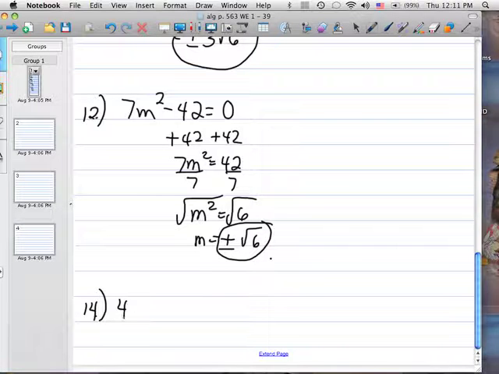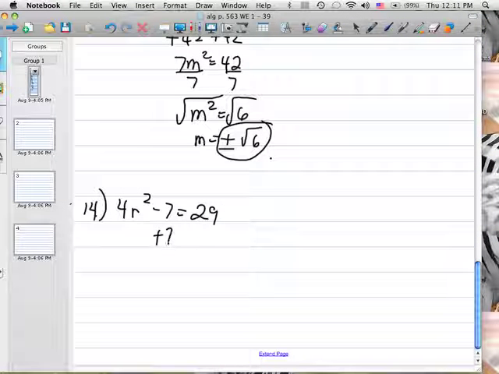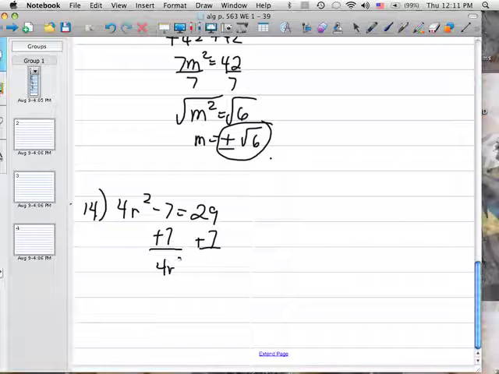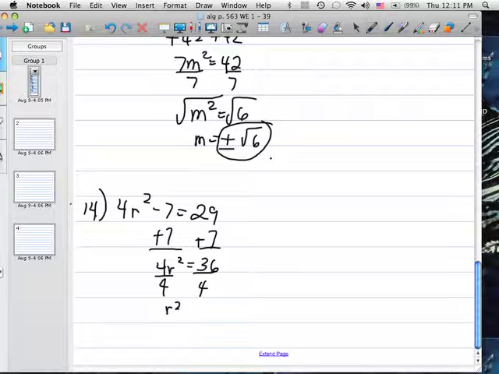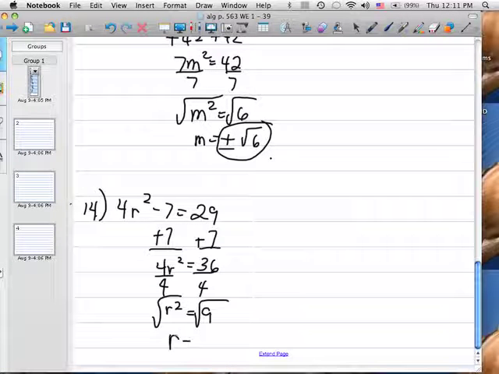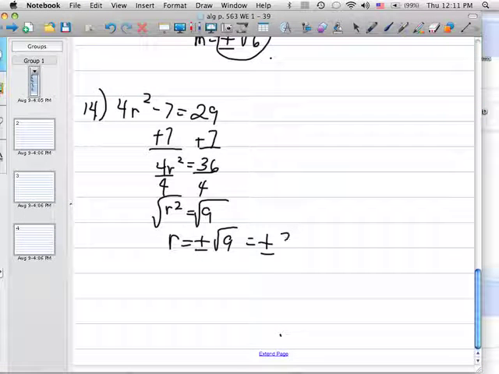Number 14, we have 4r squared minus 7 equals 29. Add 7 to both sides to get the perfect square by itself. We get 4r squared equals 36. Divide by 4, and r squared equals 9. Take the square root of both sides. R equals plus or minus the square root of 9, which is plus or minus 3. Positive or negative 3 work.